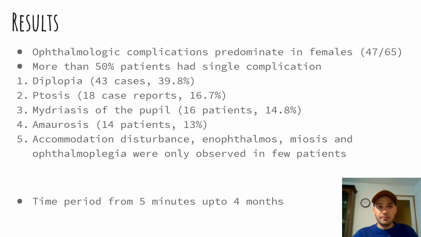Some of these complications were more frequent than others, and the most frequently described ophthalmologic complication was diplopia, with 43 cases and a total of 39.8%, with a very high rate in females, of course. It showed a solo appearance in many cases, while in others it was associated with other complications. Most often it was combined with mydriasis or ptosis. In most patients, it caused paralysis of the lateral rectus muscle.